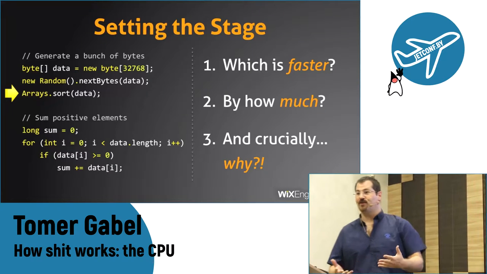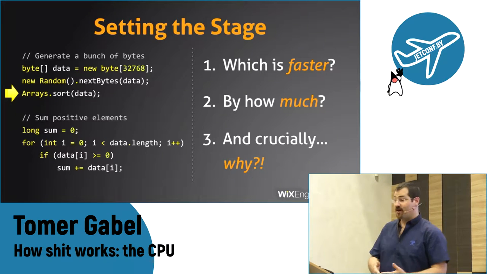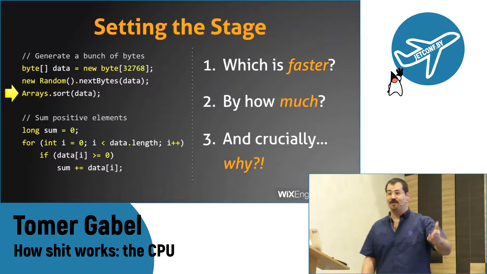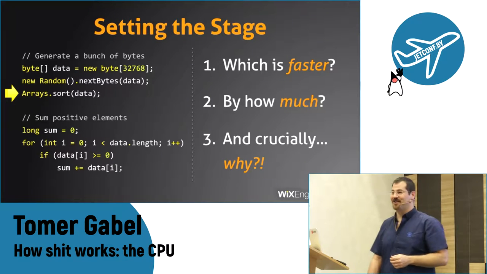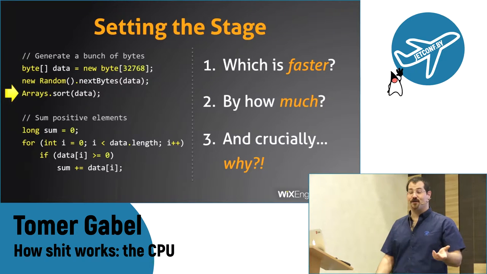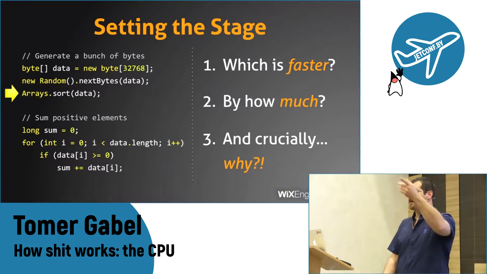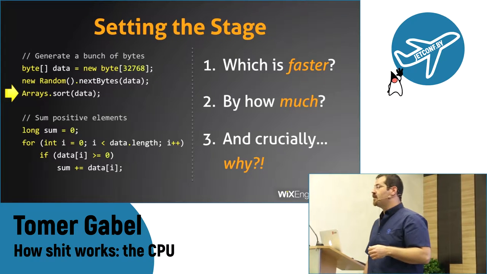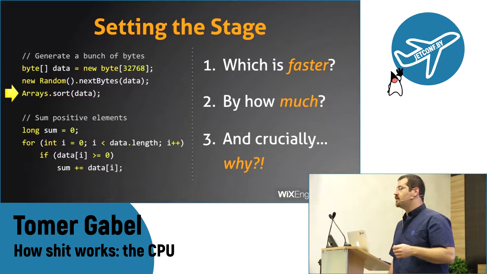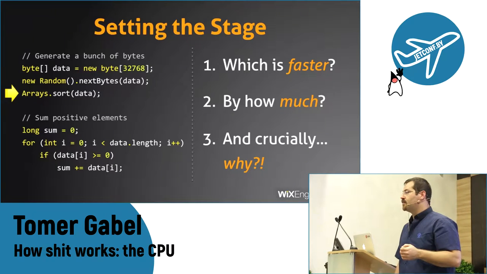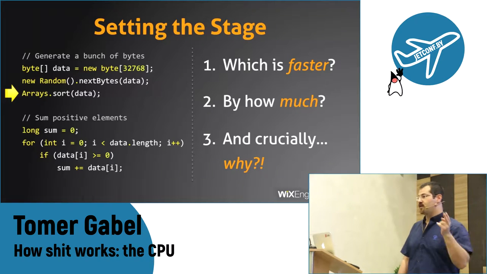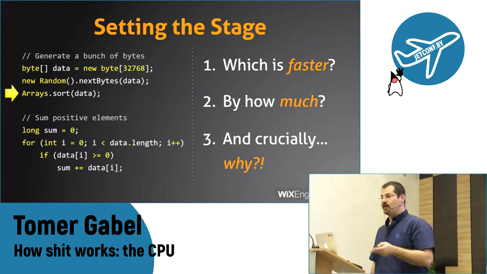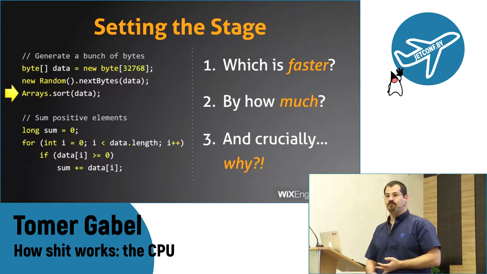So the question was, is it related to the processor cache in a way? That is as good a guess as any. We'll get to the answer further into the presentation. Any other guesses? Yeah? The second guess was that the sorted version is faster because of the CPU branch prediction. Okay, any other guesses? That's it.